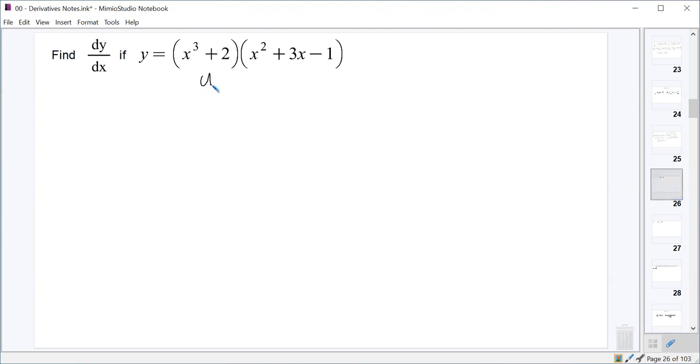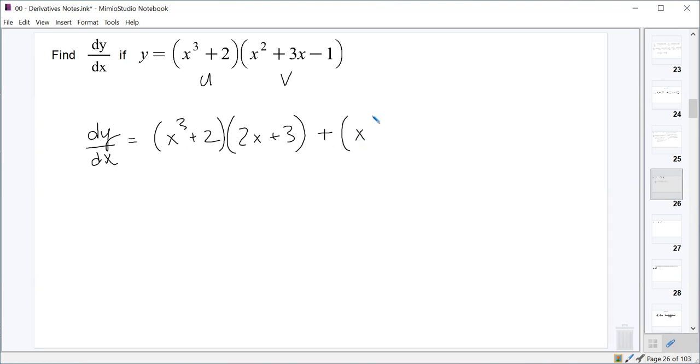Here's our function u. Here's our function v. So our derivative, dy/dx, should be u times the derivative of v, which is with the power rule, 2x plus 3, and then plus v times the derivative of u, using the power rule, that's just 3x squared.